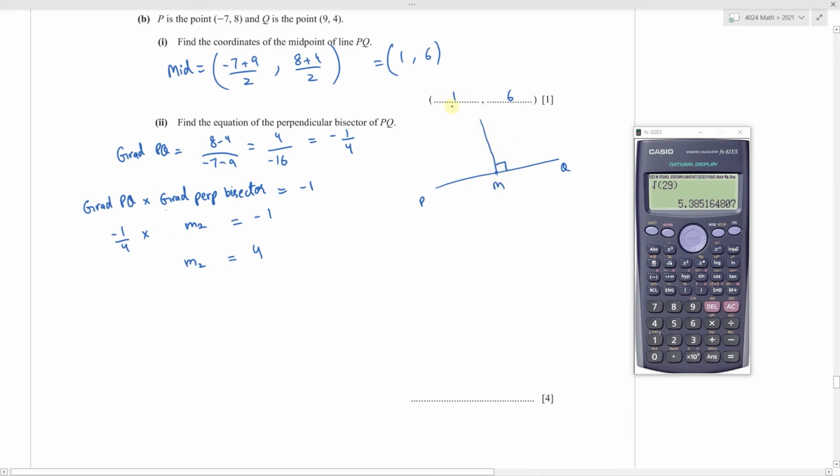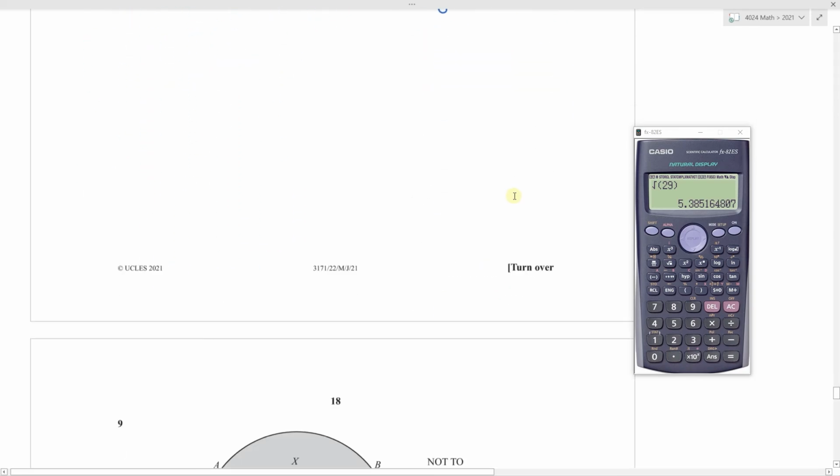You know one point on the line is 1, 6. So your equation of the line will be y minus y1, which is 6, equals the gradient into x minus x1, which is 1. So y minus 6 will be equal to 4x minus 4. And if I take this 6 to the other side, I will get y equals 4x plus 2. So y equals 4x plus 2 is the equation of the perpendicular bisector of PQ.